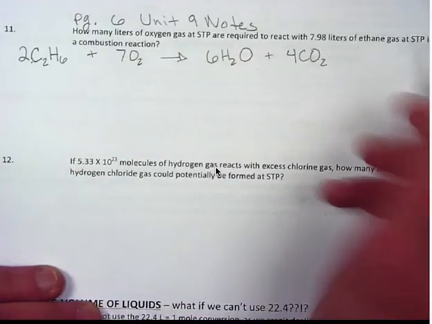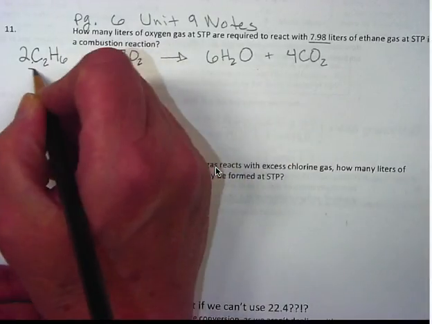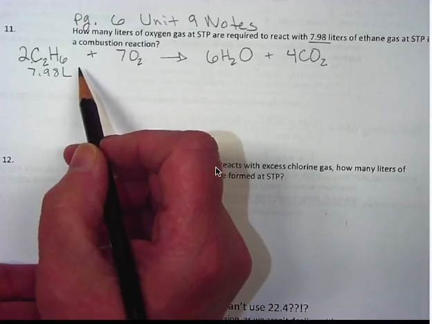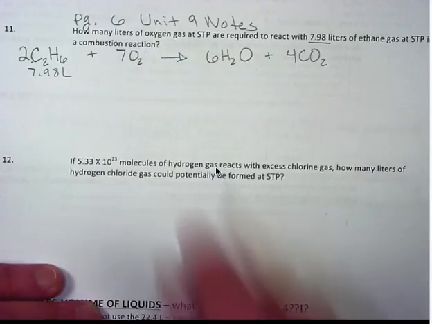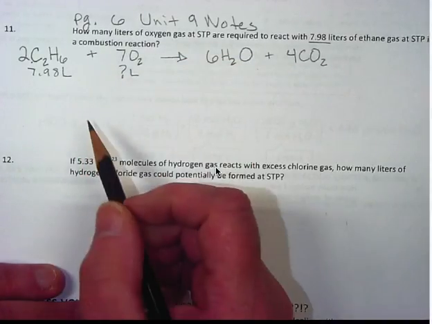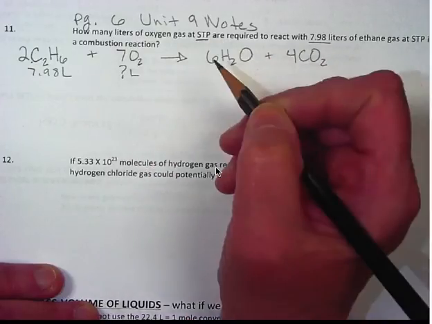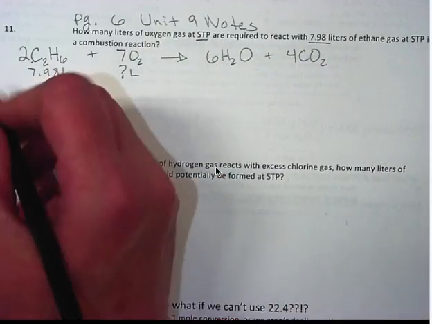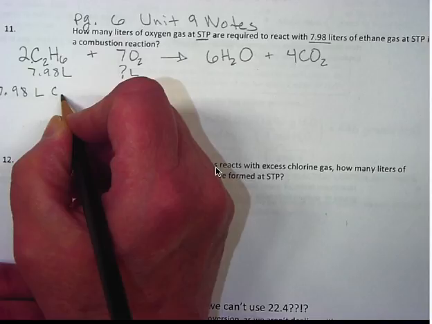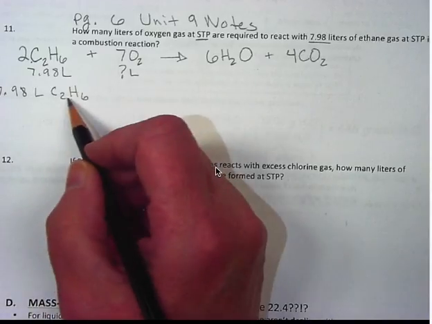So the question tells us that we have 7.98 liters of ethane. I always write it by the substance that it applies to. And the question asks me how many liters of oxygen I would need for this amount of liters to react. And we're stipulating the conditions of STP. So we're starting with the 7.98 liters of ethane that the problem gave us.